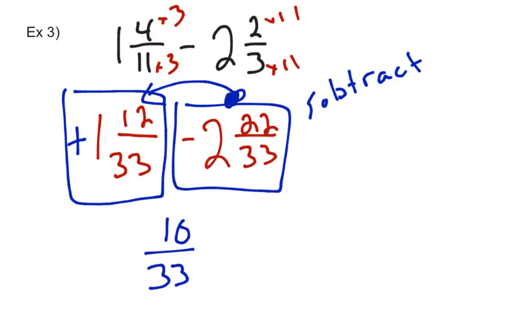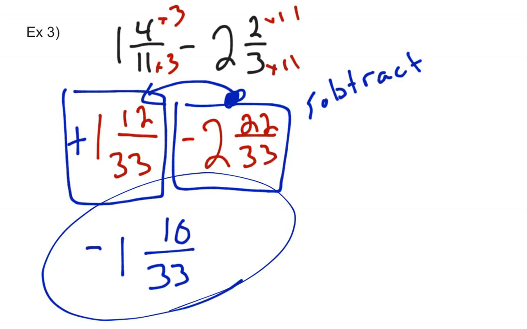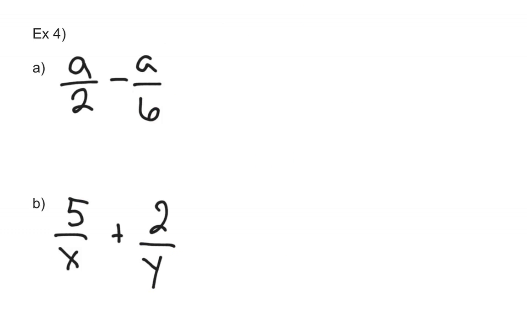Whole number parts, 2 minus 1 is 1. Since there were more negatives, my answer's a negative. I can't reduce the 10 over the 33, so negative 1 and 10 over 33 is my final answer. Okay? Last example of the day. Again, 2 of them. We can do these both together, so we got to throw some variables in here.